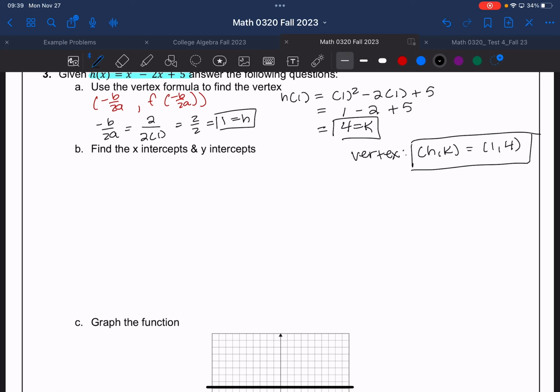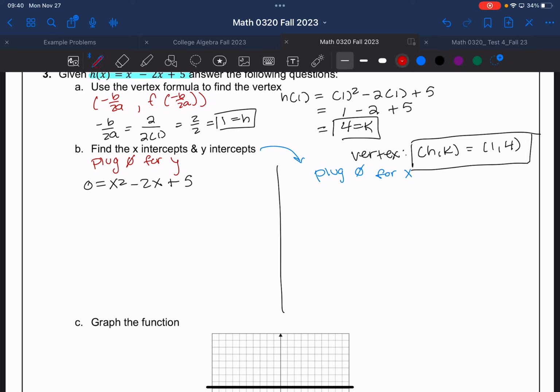Now it's asking us to find the x and y intercepts. So again, remember, in order to find our x-intercepts, we plug 0 in for y. And in order to find our y-intercepts, we plug 0 in for x. So let's first do our x-intercepts. We're plugging 0 for y, so that means instead of h of x, it's going to be 0. So we have 0 is equal to x squared minus 2x plus 5.